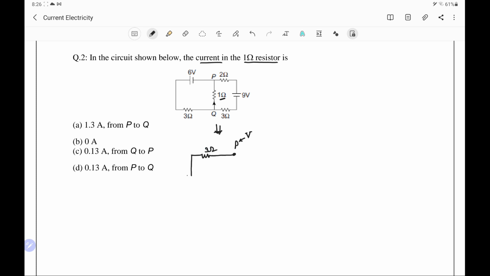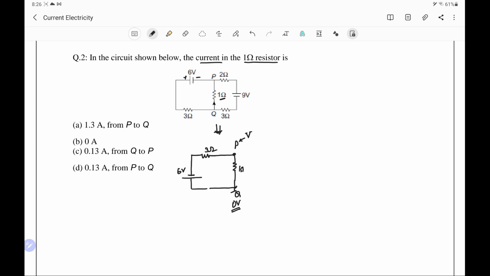Therefore this is minus and this is plus. This is the 6-volt battery. This plus end, this is minus, and the minus end is towards the point P. From P, there is a resistance of 1 ohm connected to Q, and we suppose Q is at 0 volt, that is, it is grounded.